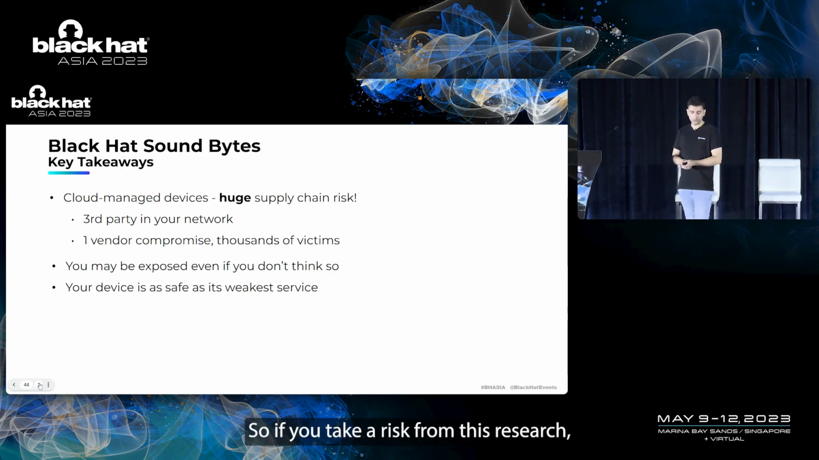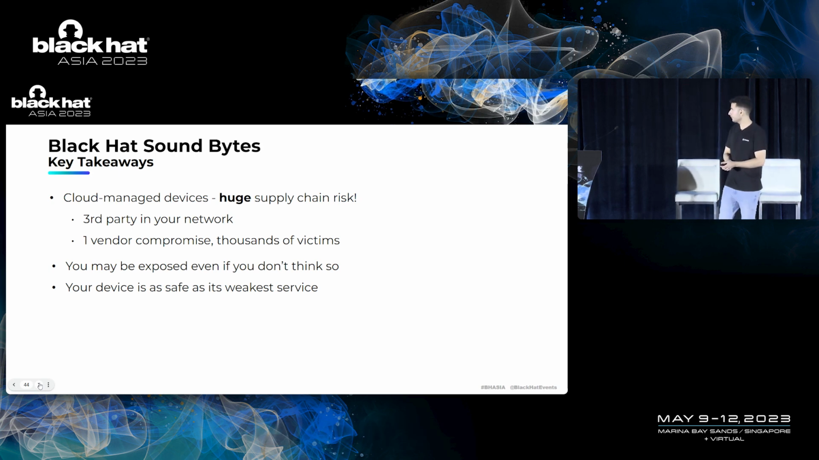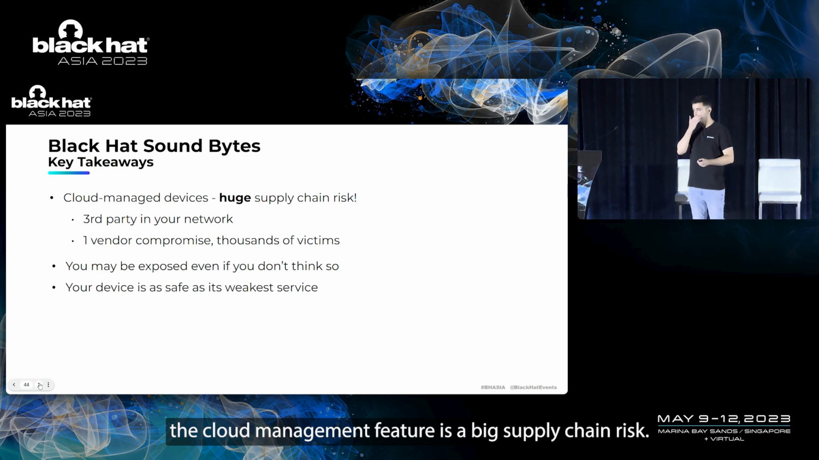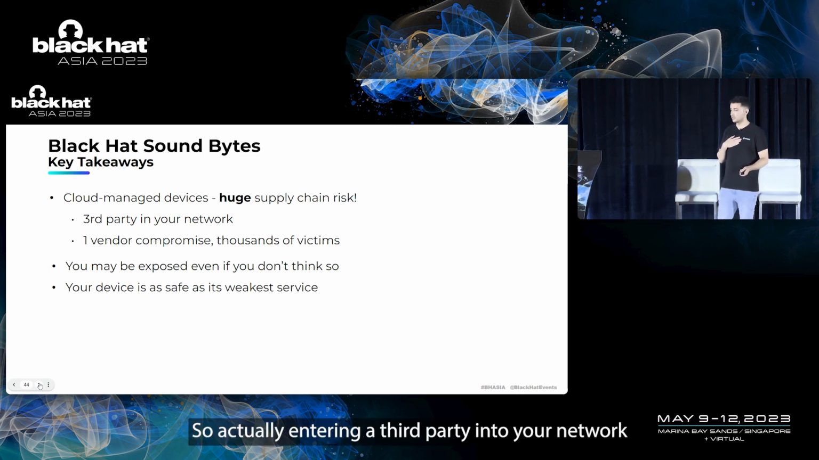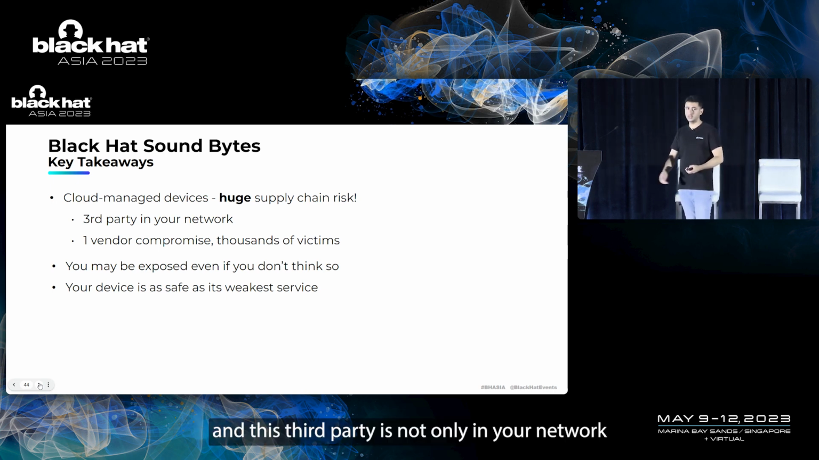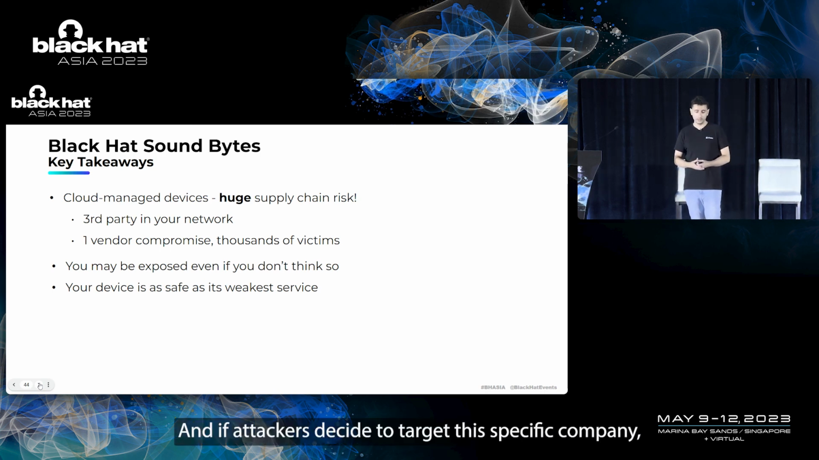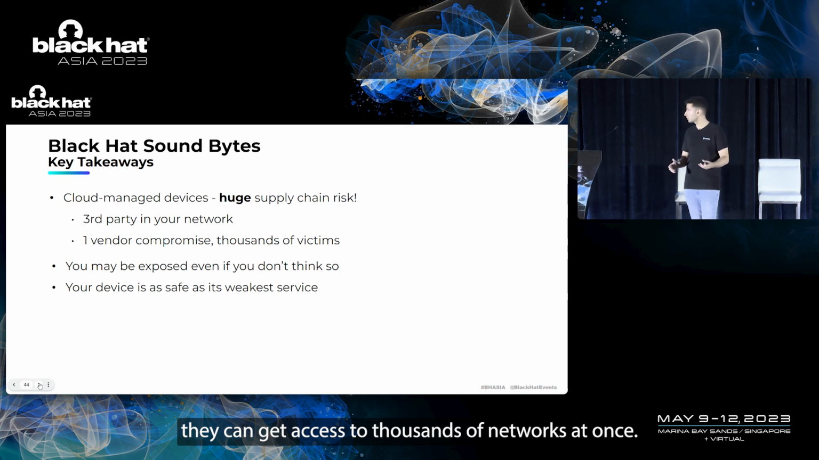So a few takeaways from this research, starting with the first one. The cloud management feature is a big supply chain risk. You are actually bringing a third party into your network, and this third party is not only in your network, it is in thousands of networks. If attackers decide to target this specific company, they can get access to thousands of networks at once.